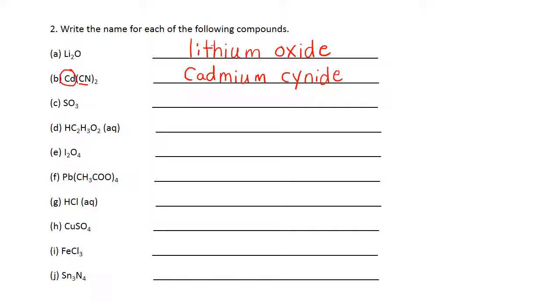Okay, the next one looks like sulfur trioxide. Sulfur is not metal, oxygen is not metal. Remember with covalent, you use prefixes. But one thing I wanted to go over is when the first element is just 1, you do not need to add mono. Okay, so that's why I just write sulfur trioxide.